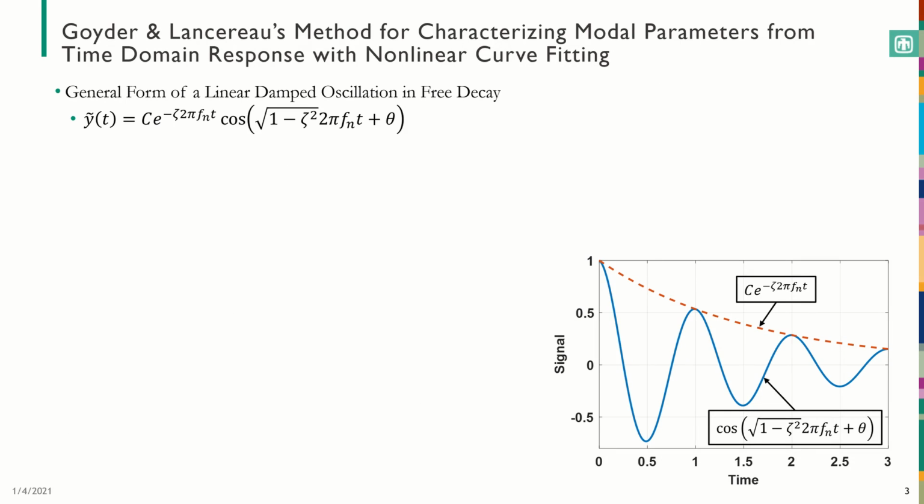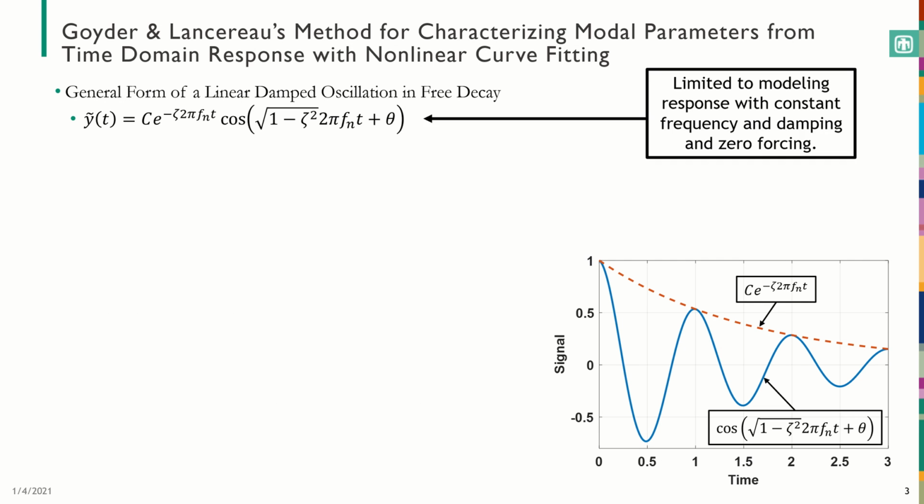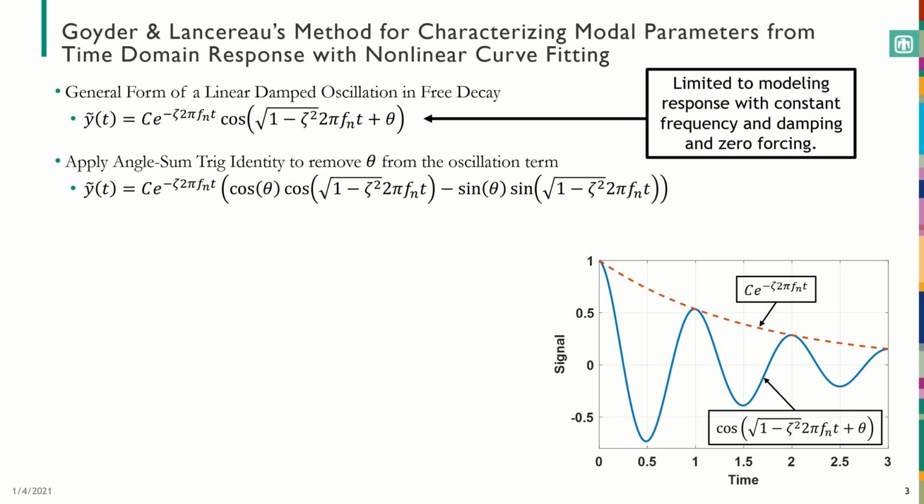So the method that was proposed by Goyder and Lancereau starts with this equation for a linear damped oscillation in free decay with terms for initial amplitude and phase and natural frequency and damping ratio. So then obviously this process is going to be functionally limited to modeling structural response with constant frequency and damping and no external forcing. Now you could implement this equation into a curve-fitting algorithm as is and get an answer, but you can simplify it a bit by manipulating the expression and making some substitutions.